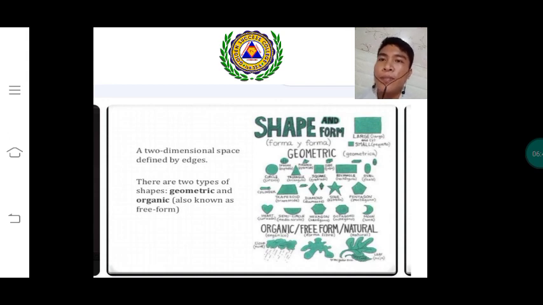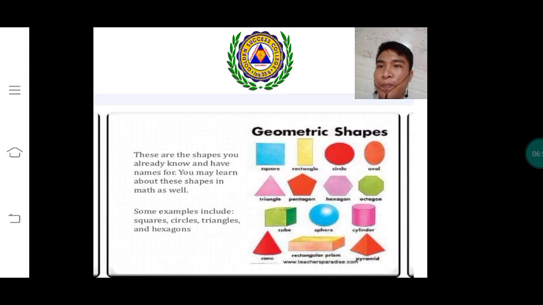First is the geometric shape. These are the shapes you already know and have names for. You may learn about these shapes in math as well. Some examples include square, circle, triangle, and hexagon. In the picture, guys, these are geometric shapes: square, rectangle, circle, oval, triangle, pentagon, hexagon, octagon, cube, sphere, cylinder, cone, rectangular frame, and pyramid.